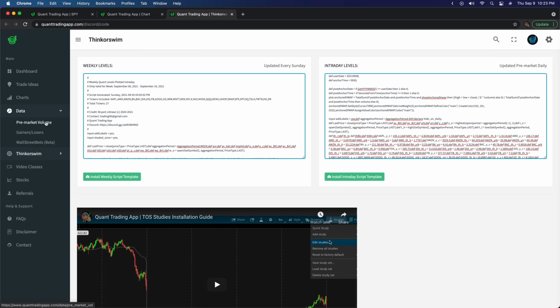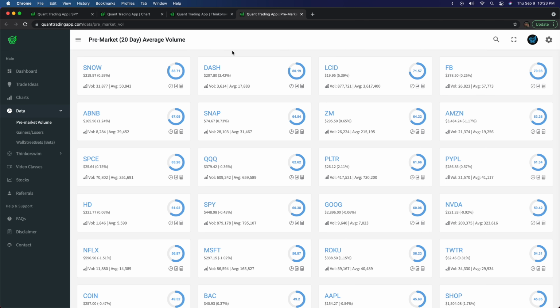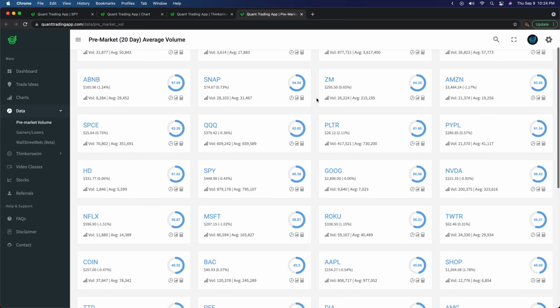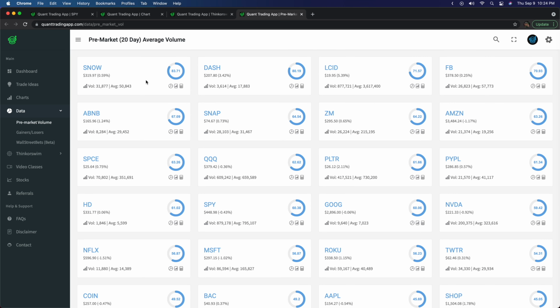Now under the data section, we actually have a pre-market volume reader. When you press that button, it'll bring you to this page. Now this page sometimes takes a little bit of time to load because what it's actually doing is scanning all the tickers in Quant Trading app. It's aggregating all of the pre-market volume for the past 20 days. It's putting it through a proprietary system that's actually ranking the tickers, saying how strong they are.